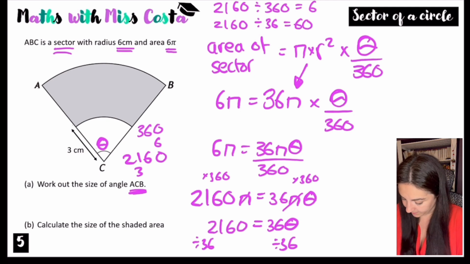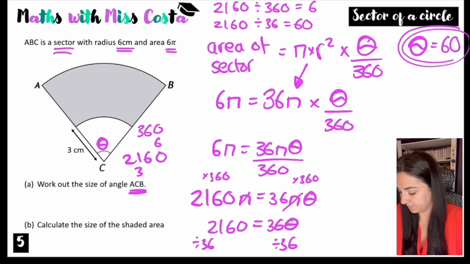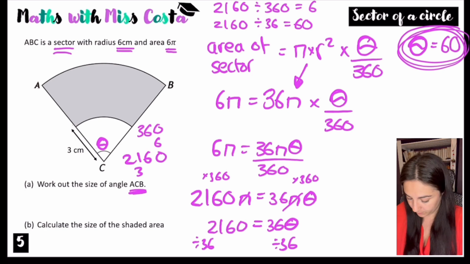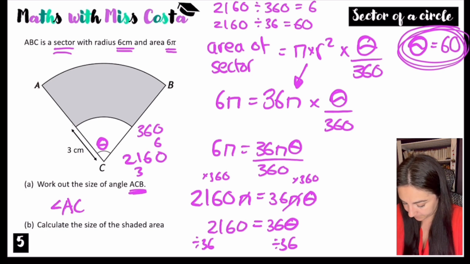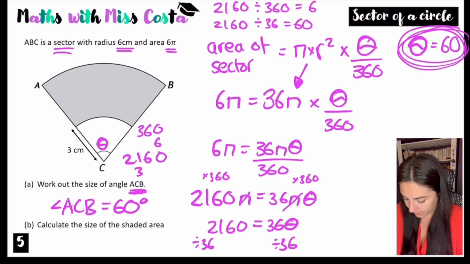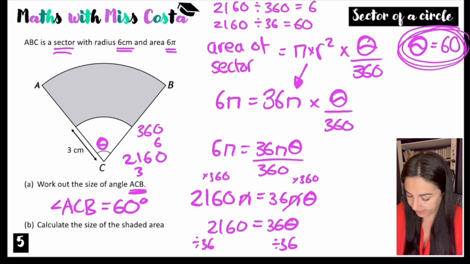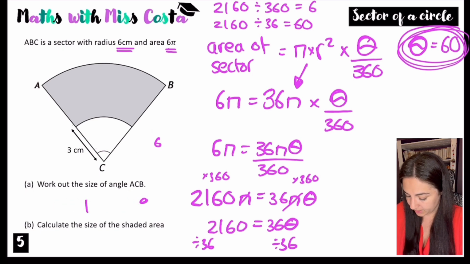So where can I write this? So theta must equal 60. And theta is just the name for an angle. So angle ACB equals 60 degrees. Now I'm being asked to calculate the size of the shaded area. So let's get rid of all of this and have a go at working out the shaded area.